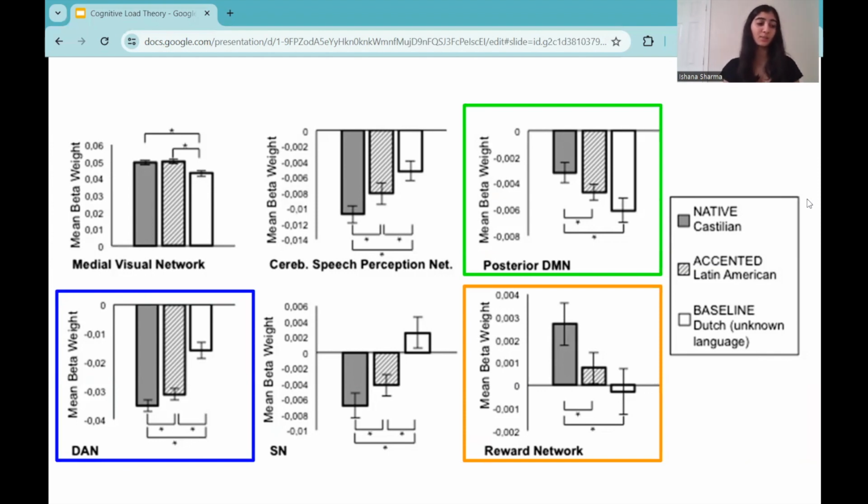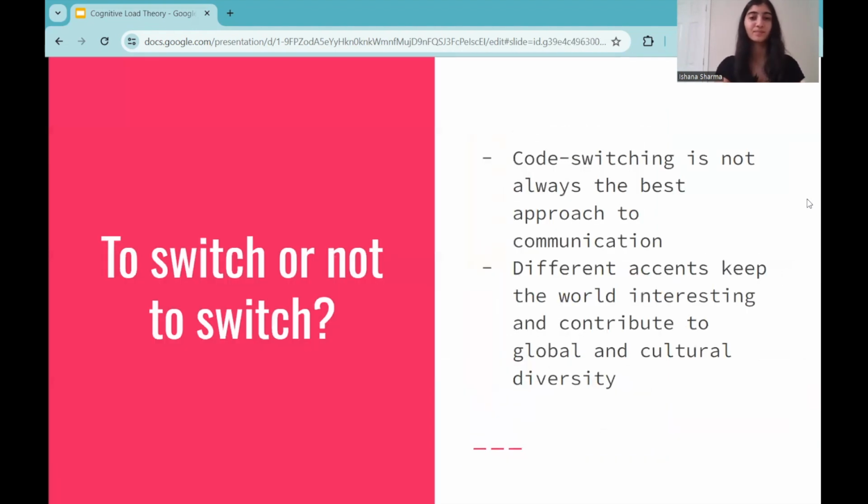Additionally, listening to speech in one's native language engaged the brain's reward network, which is in the orange box. This indicates that people may feel more of a sense of belonging when listening to their native speech compared to speech which is unfamiliar or in a non-native accent.